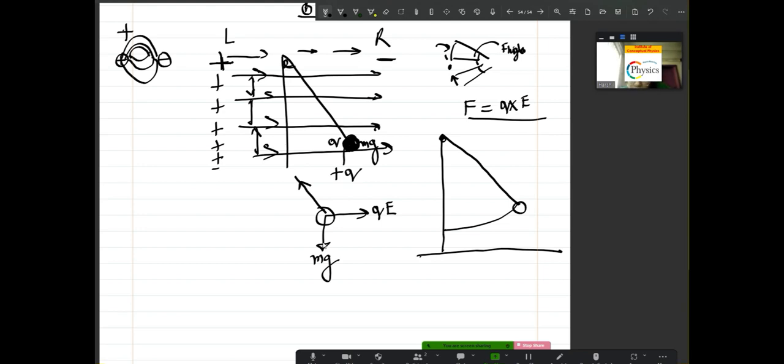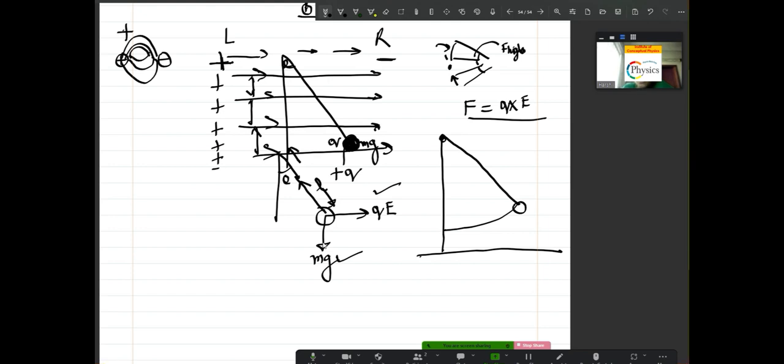Stationary support. Weight is there. Weight mg is attached to one end of the string of length L, and the support is stationary. Since the electrostatic force came, this is what happened, right?